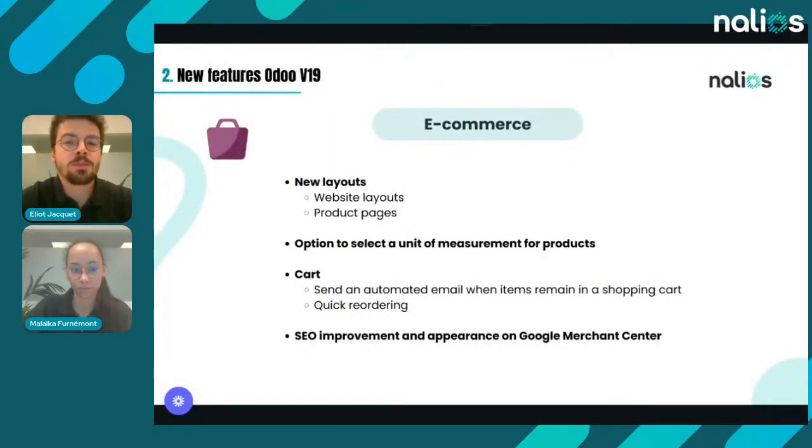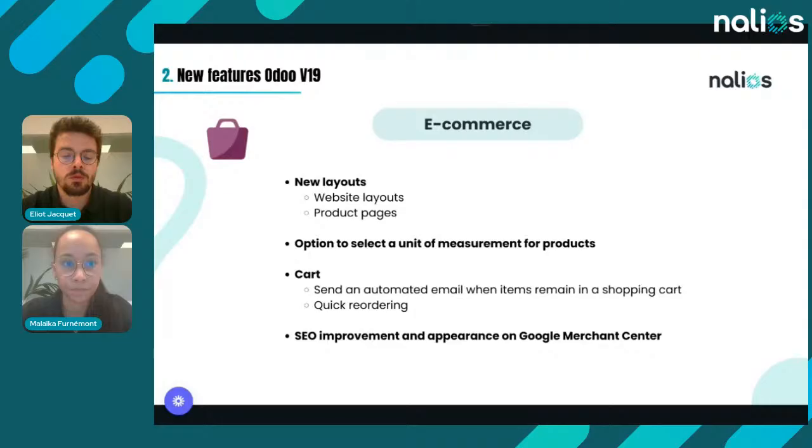Okay, so for the next point, we are going to talk about the e-commerce app and the website app. So basically, we have 4 main new features alongside a lot of smaller things, but we are only going to talk about those 4 main new features. Firstly, we have a lot of new layouts for the product pages and the website layouts. Before, on V18 and previous versions, you only had 3 website layouts and no product page layouts. So now we can play a little bit more with all of that.